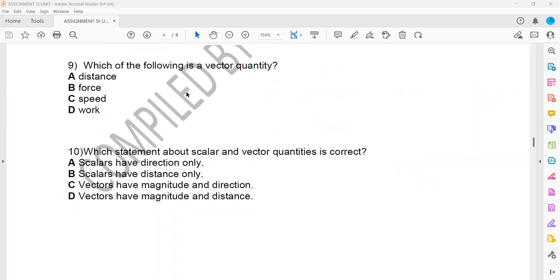In question 9, which of the following is a vector quantity you have to identify? So distance is a scalar quantity, force is a vector, speed is a scalar, work is also scalar. So B is the right answer.